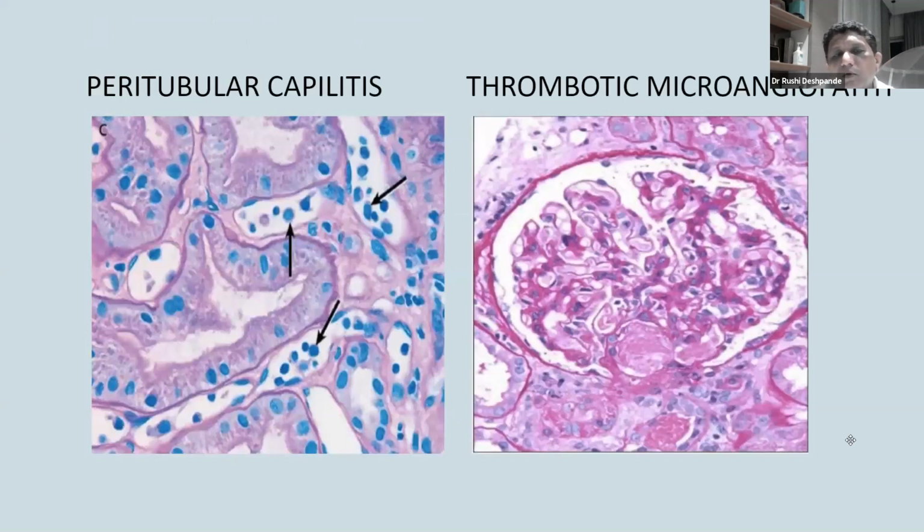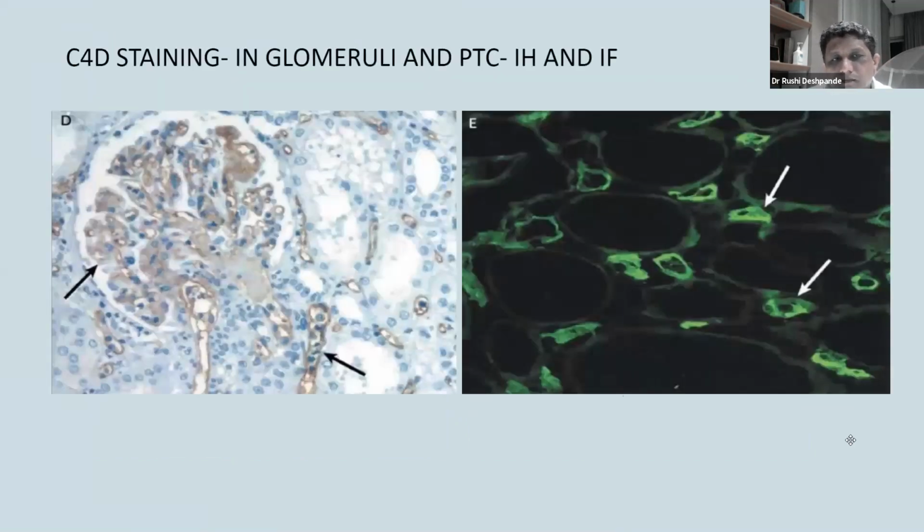If you biopsy them, you will either see a thrombotic microangiopathy, or TMA, or you will see some form of peritubular capillaritis. When you look for C4d, it will be present. C4d, what I showed you yesterday, is like a mark that is left when antibody injury to the endothelium is present.